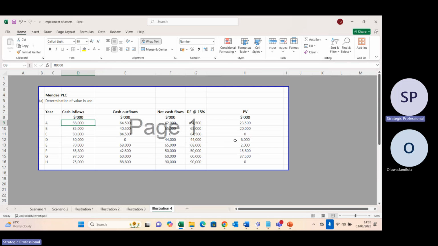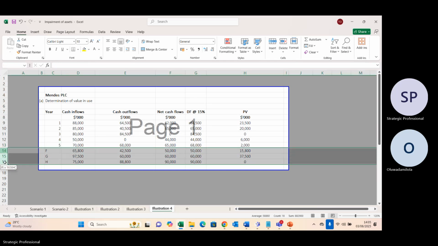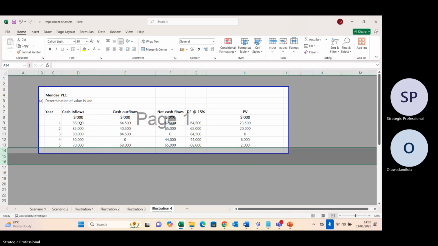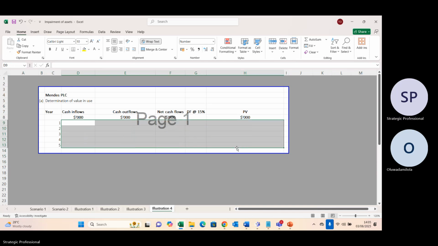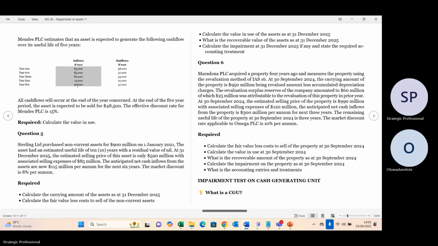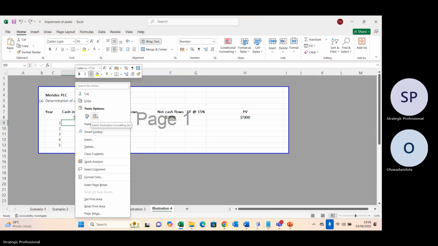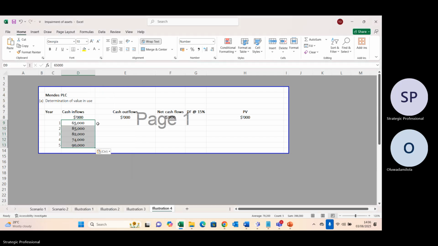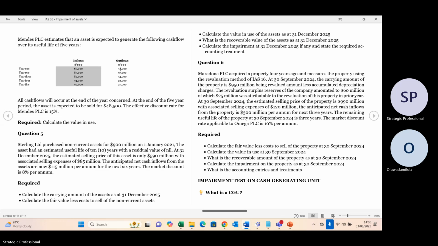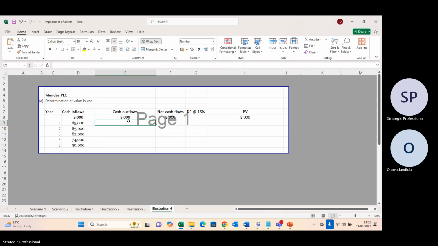Okay, so how many years are we looking at? 5 years. Year 1, year 2, year 3, year 4, year 5. So inflow. Outflow.